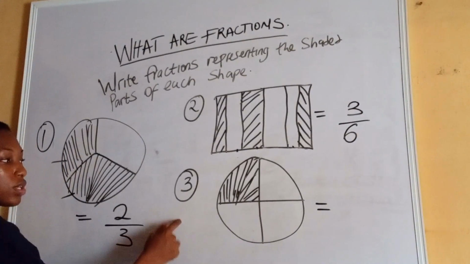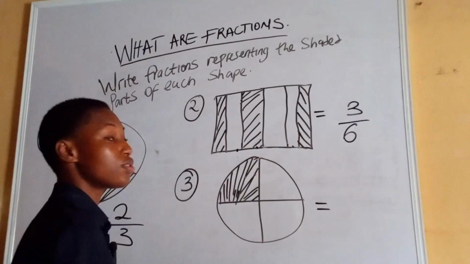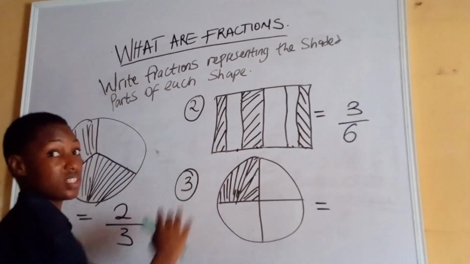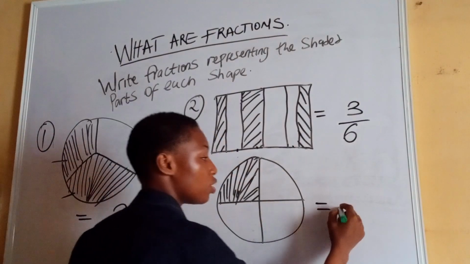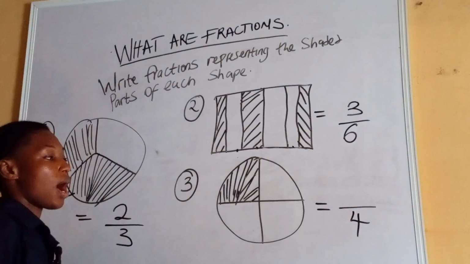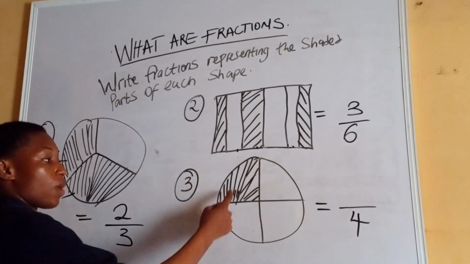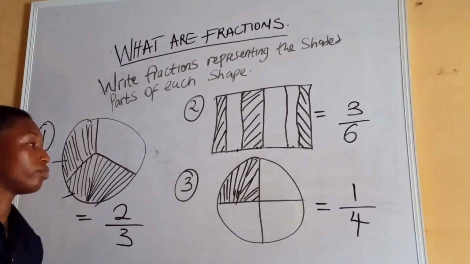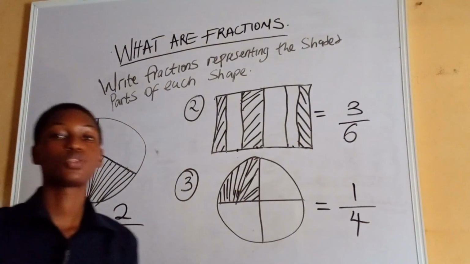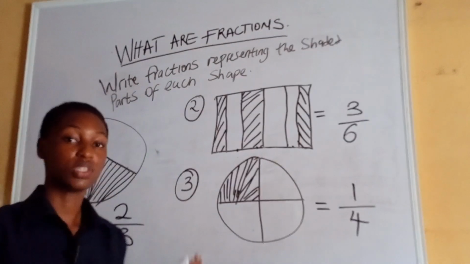And for the last one, question 3, it's still the same thing. You are going to look for how many equal parts it was divided into. That's 1, 2, 3, 4. And that's going to be your denominator. So that's 4. How many parts are shaded? That's 1 part here. So that's your what? Numerator. 1 all over 4. So this is just how to represent fractions with shapes.